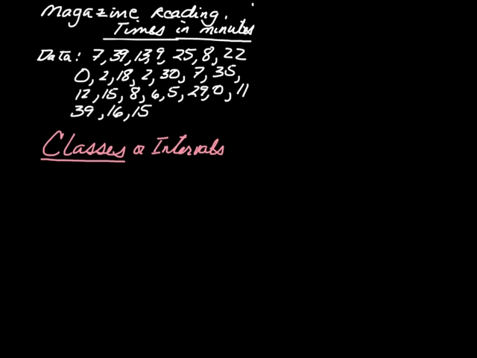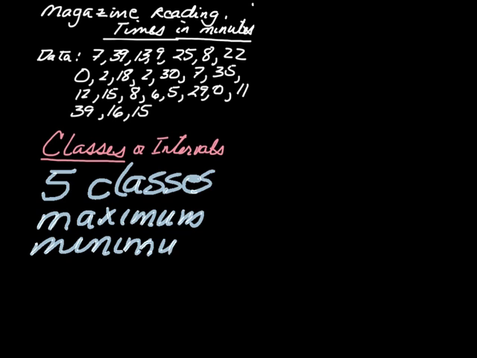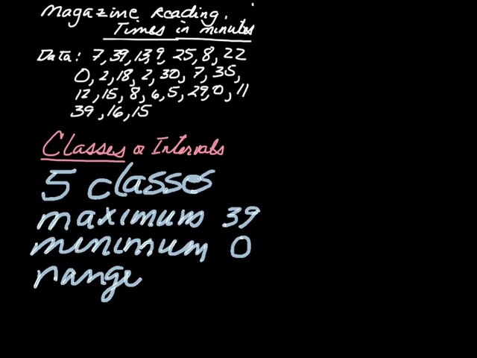Say I wanted to have 5 classes. How would I do it? Well, the first thing I have to do is find the maximum value in the set of data and the minimum value, and then calculate something called the range. The maximum value in this set of data looks to be 39, and the minimum value is 0, so the range is the max minus the min, or 39 minus 0.